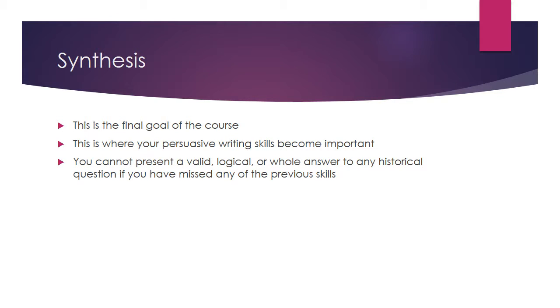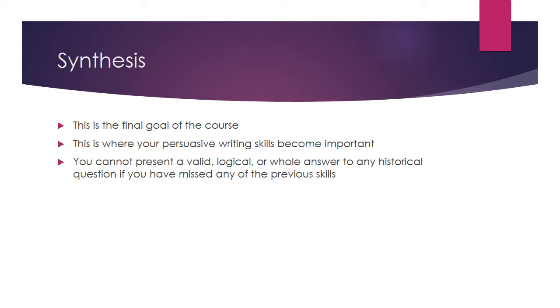Synthesis is the final goal of the course. And I fully admit, many of you will never get here. And that's okay. It's just not going to happen your freshman year. Hopefully it'll happen next year when you're taking AP Euro. This is where your persuasive writing skills become super, super important. A lot of you guys, when we get to May, will still be writing narrative stories about history. You'll get some points, you may get a 3 on the AP, and that's fine. But you may not ever get a 9 on an essay. Don't let that frustrate you, because you're just not there yet.